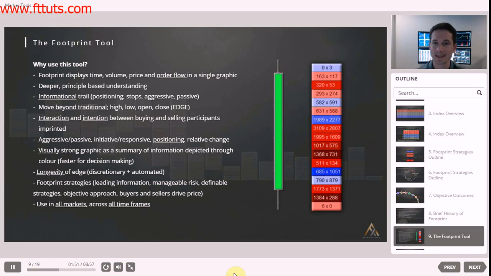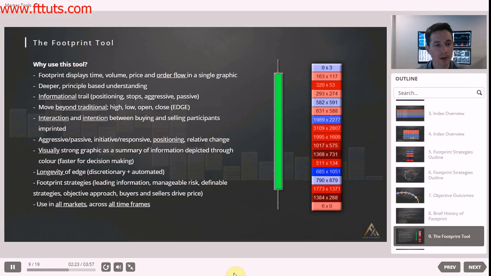So what we mean by that is we can very often pick up where buyers and sellers are positioning themselves, where their stops might be, whether or not those sellers and buyers are aggressive or passive. This informational trail can be extremely valuable information when obviously charting the markets. The next reason why we utilize this tool is that we can actually develop a unique edge. Why? Because we're moving away from the traditional high and low, open and close only features of a traditional candlestick.